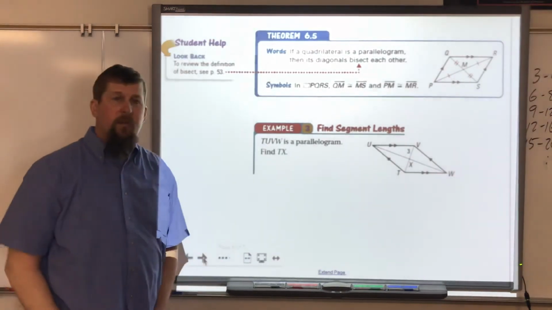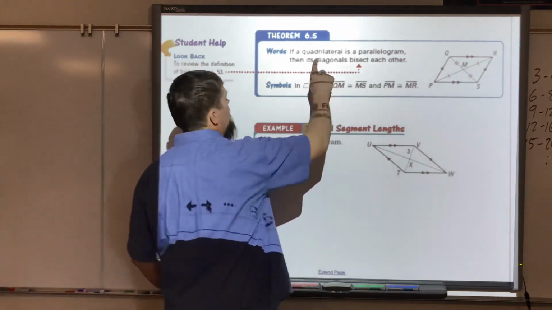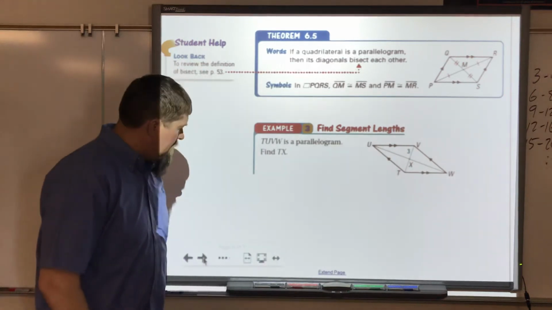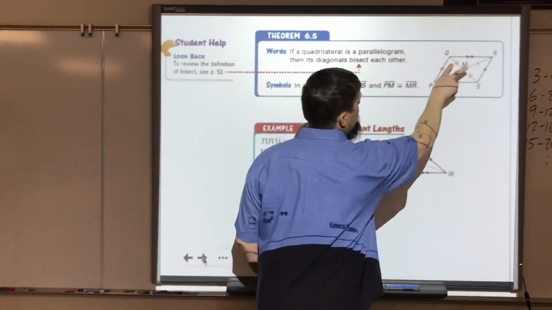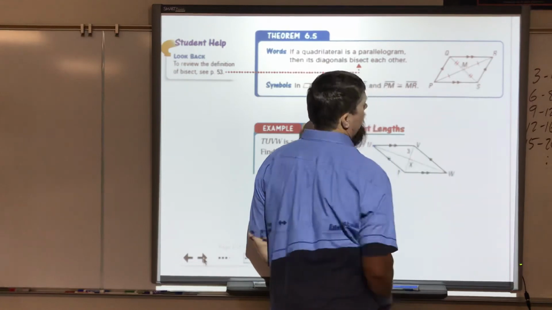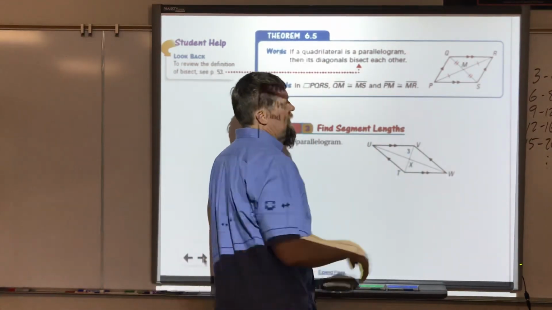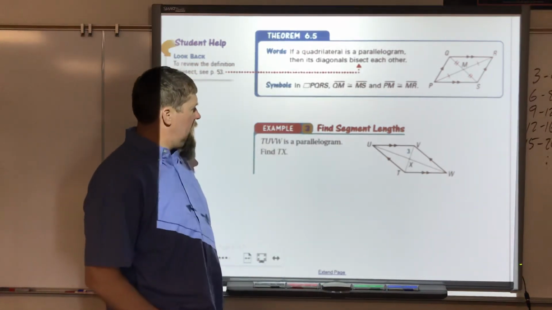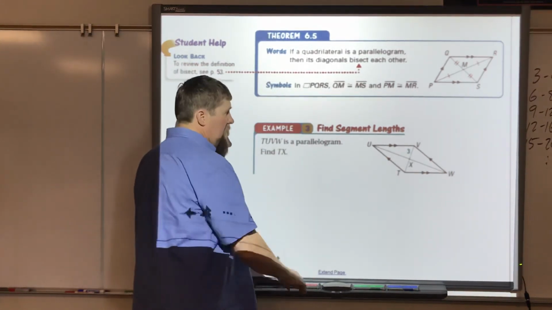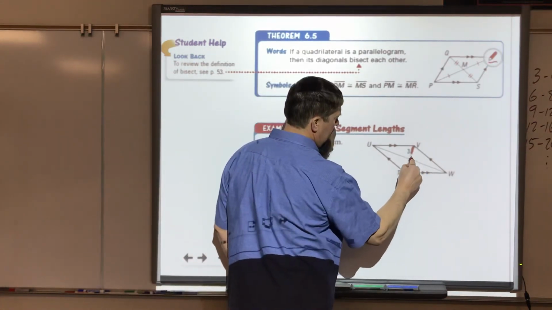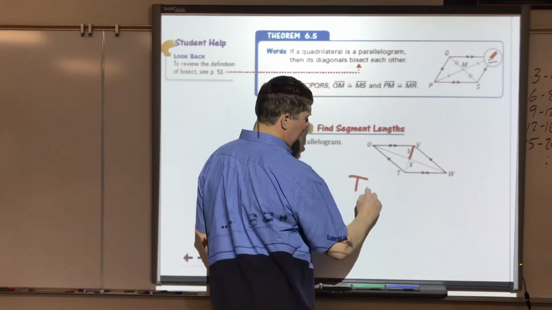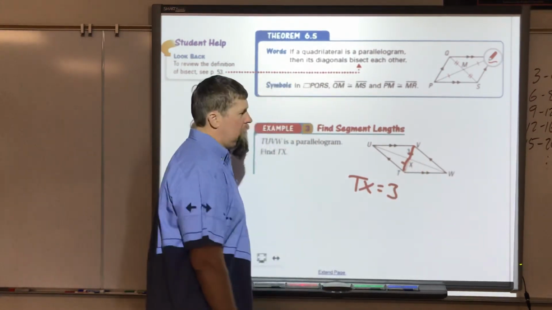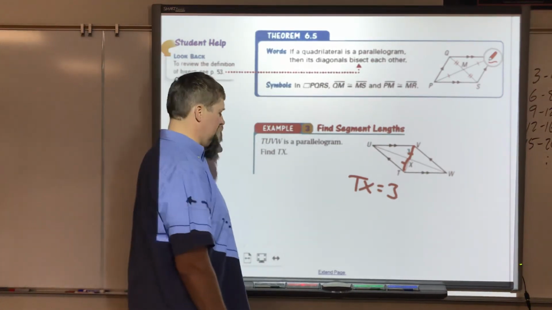All right, next theorem. Again, you have a parallelogram. When that happens, its diagonals bisect each other. They bisect each other. In other words, they break each other up into two congruent parts. In other words, the midpoint is the intersection of those two diagonals. All right, so it says here in this parallelogram, find TX. Well, since VX is 3, TX is also 3 because they are congruent. Okay, they are congruent.